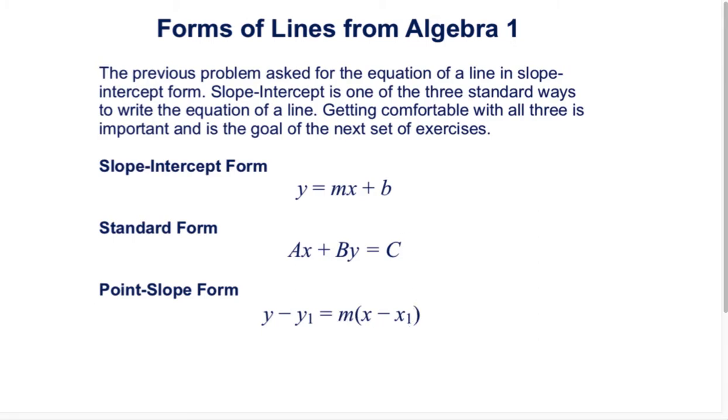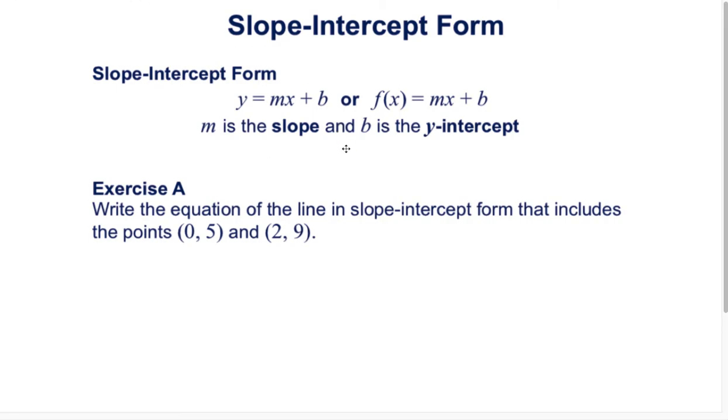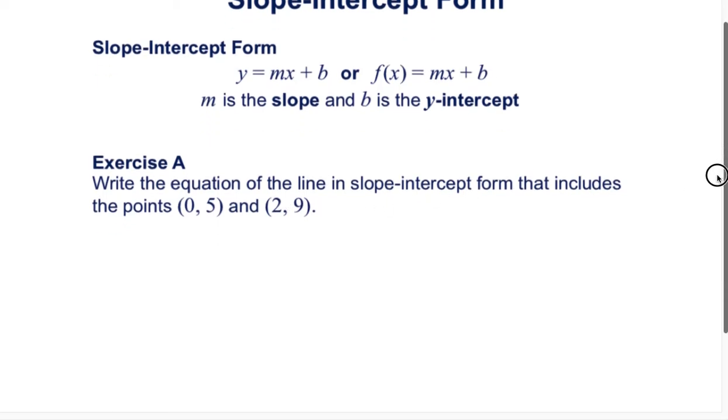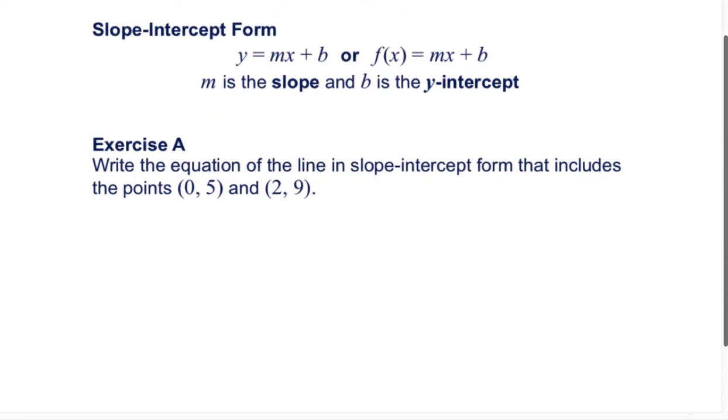Okay, let's talk about the slope-intercept form. The slope-intercept form is y equals mx plus b. M is the one that stands for the slope, and b is the one that stands for the y-intercept. It says here, write the equation of a line in slope-intercept form that includes the points (0, 5) and (2, 9). To do this, we can use the slope-intercept form.